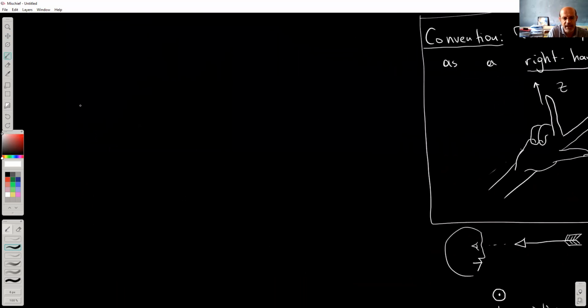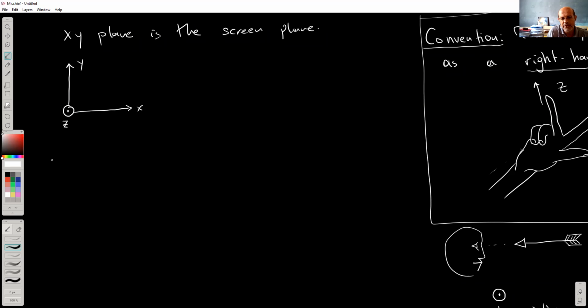Let me then talk about the XYZ frame in that perspective. Let's say the XY plane is the screen plane. If the x-axis is like that and the y-axis is like this, then the z-axis is pointing out of the screen. So that's a right-handed frame.